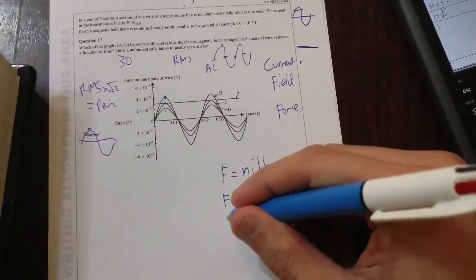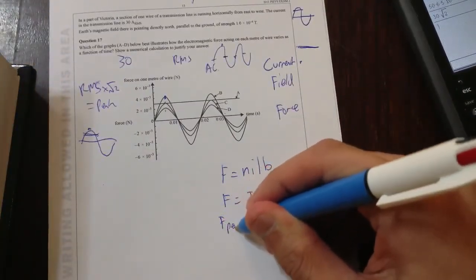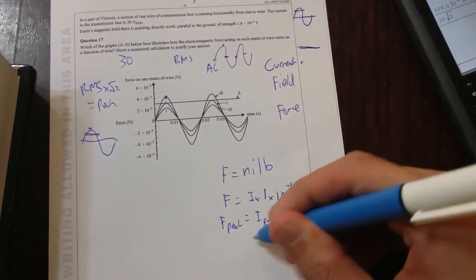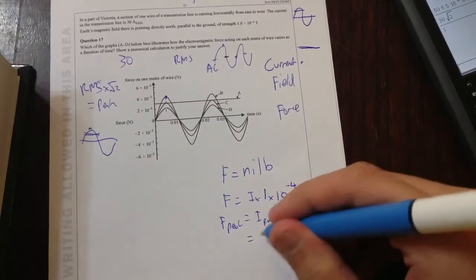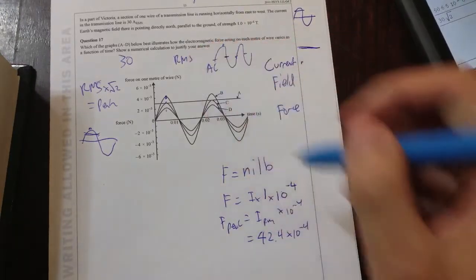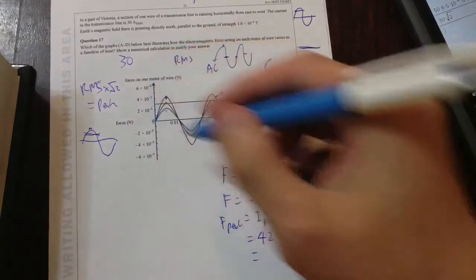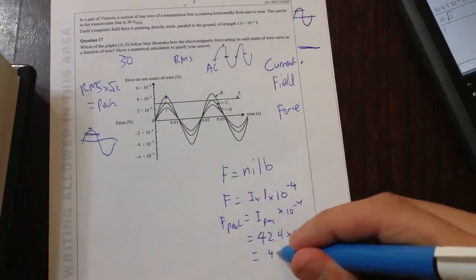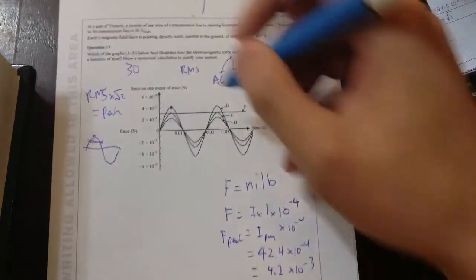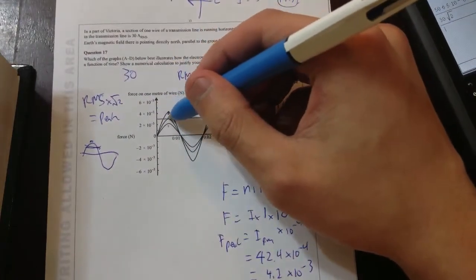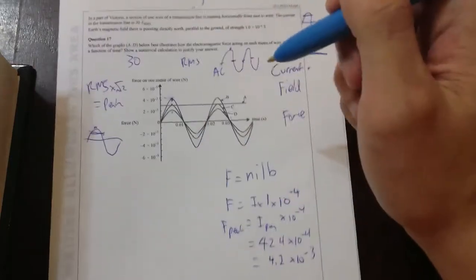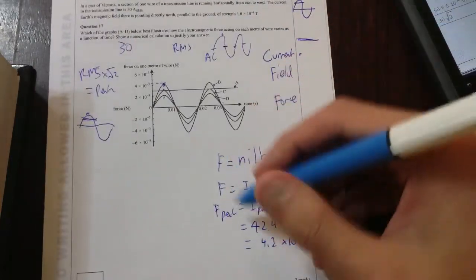So that means our force peak is our I peak times 10 to the negative 4, which equals 42.4 times 10 to the negative 4. So this is in 10 to the negative 3, so I'm going to change that to 4.2 times 10 to the negative 3. So we're looking for a peak of around 4.2 times 10 to the negative 3, and that is the top one. Okay, that makes sense?